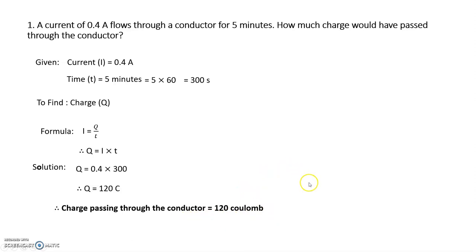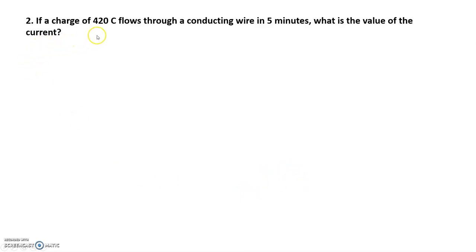Let's go to the second question. If a charge of 420 coulombs flows through a conducting wire in 5 minutes, what is the value of the current? So, let's write the given. Charge Q is equal to 420 coulomb. Flows through a conducting wire in 5 minutes. That means time T is equal to 5 minutes. Now this should be converted into seconds. So 5 into 60 and that's equal to 300 seconds.